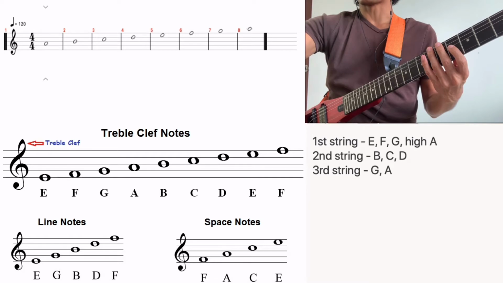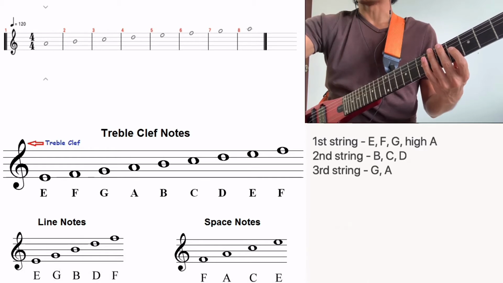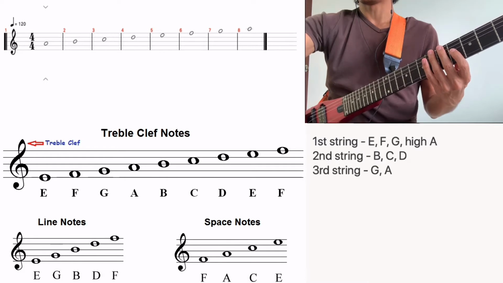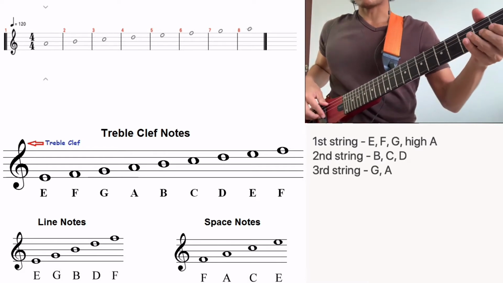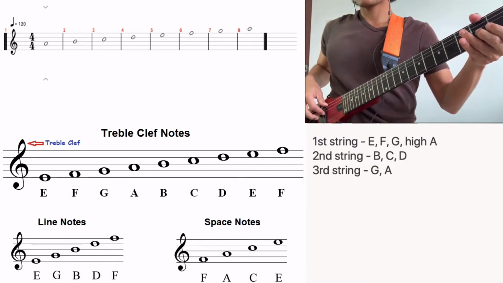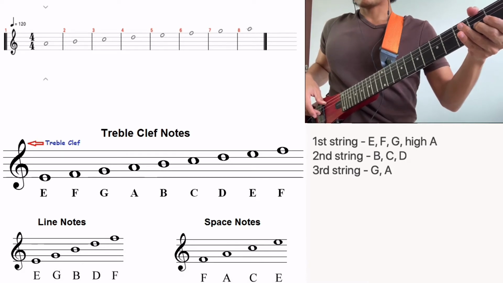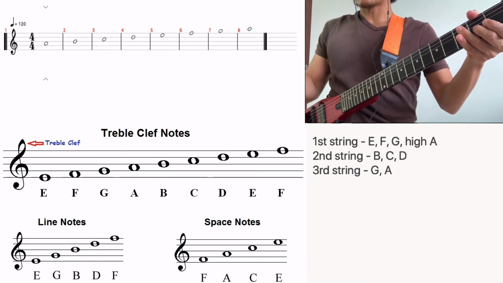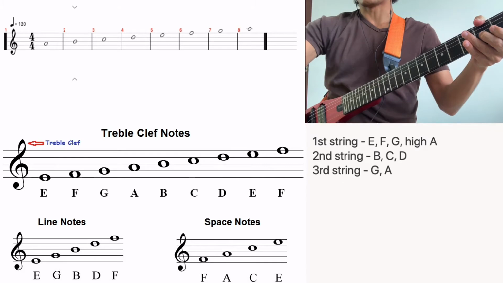Remember, on the staff, the notes will be written on either the lines or the spaces. Okay, and you have to know whether it is a space note or a line note. So this first note over here is a space note. It's on the second space, and it is the A note. So it's A over here. Alright, and the next note is a line note. It's on the third line, so that's the B.